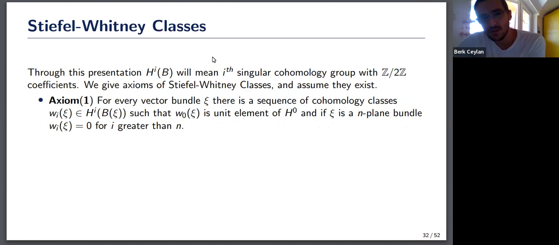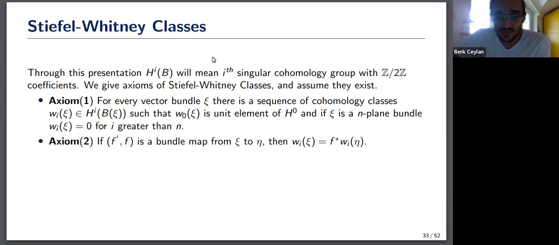Now, I will define Stiefel-Whitney classes and assume they exist. H^i will mean the ith singular cohomology group with Z/2Z coefficients. We want Stiefel-Whitney classes to be a sequence of cohomology classes of the base space, such that the zeroth term is the unit element of the zeroth cohomology. And if you have an n-plane bundle, the cohomology class in the sequence is zero after n.